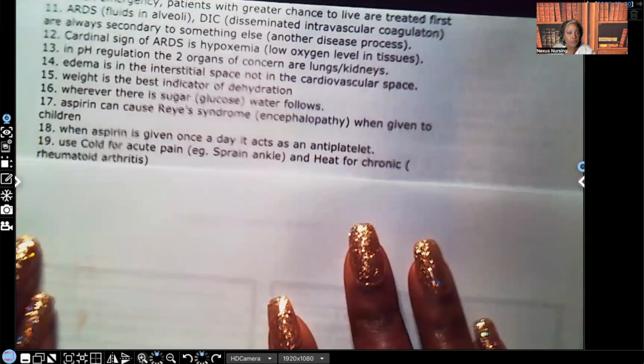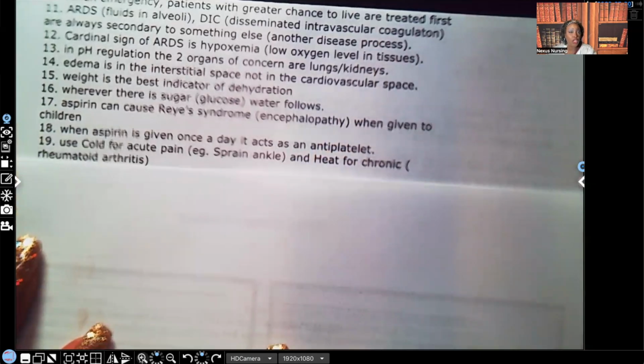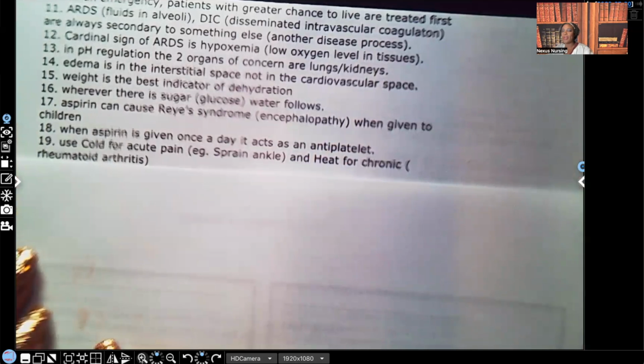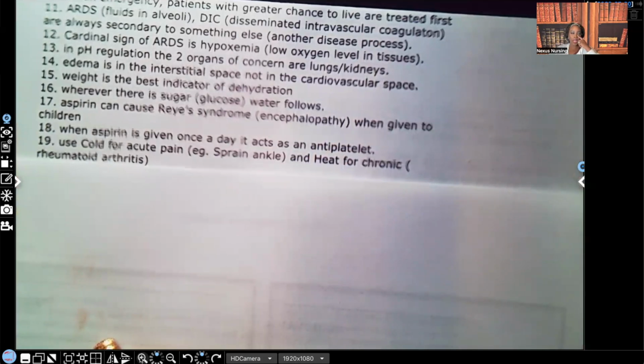Number 19. Use cold for acute pain, such as a sprained ankle, and heat for chronic pain, such as rheumatoid arthritis. So let's talk about this, guys. Something acute, such as a sprain. When it comes to sprains and fractures, we use RICE: rest, ice, compression, elevation.